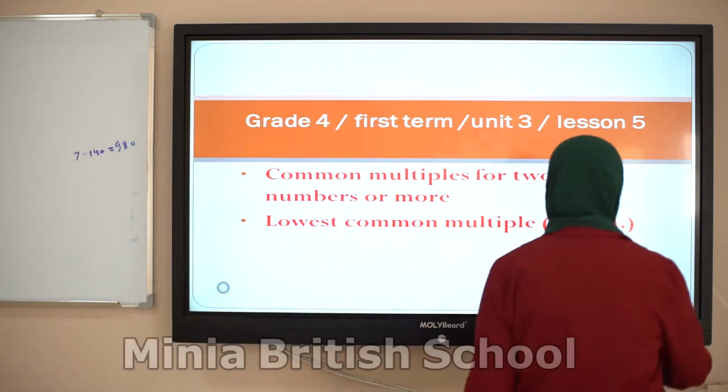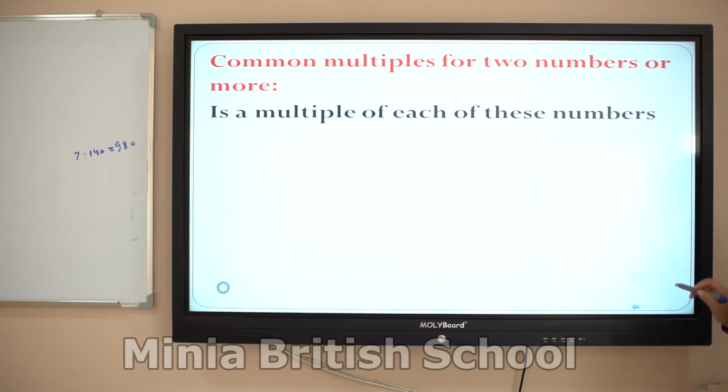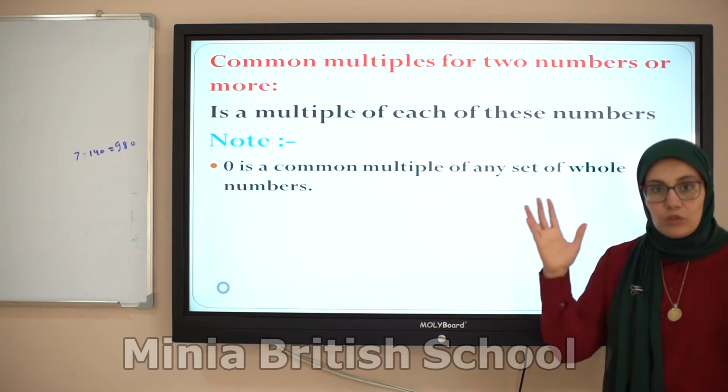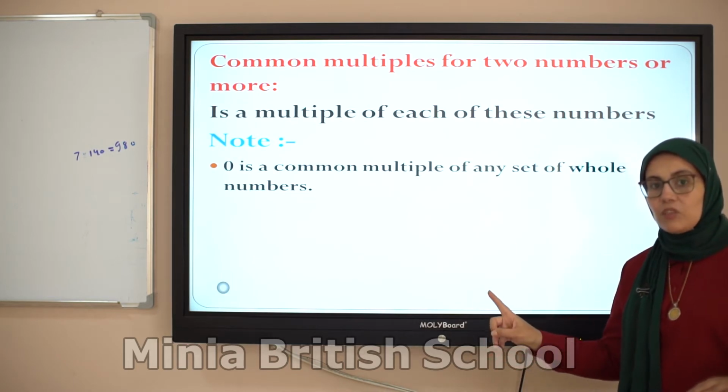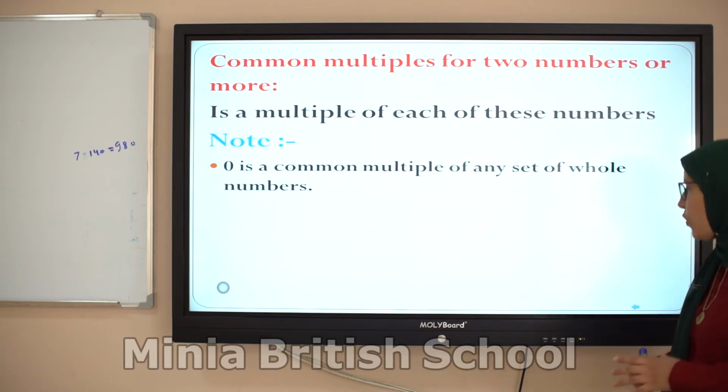Let's see our lesson. The first thing here: a common multiple for two numbers or more is a multiple of each of these numbers. The common multiples are the multiples that repeat every time. You have to know that 0 is a common multiple of all numbers. We studied before that 1 is a common factor for all numbers. Today we will study that 0 is a common multiple for all numbers.